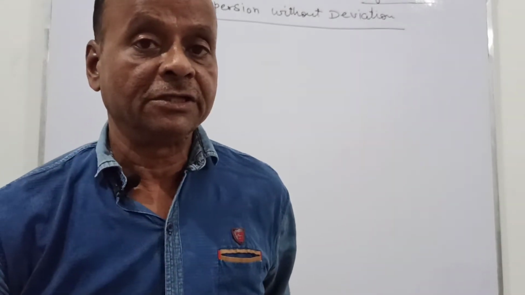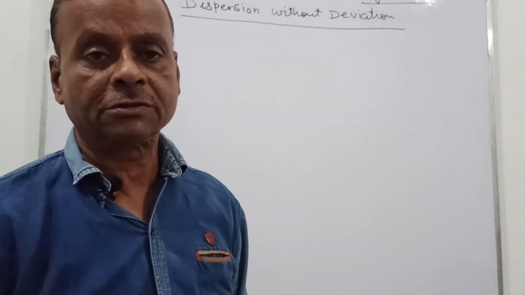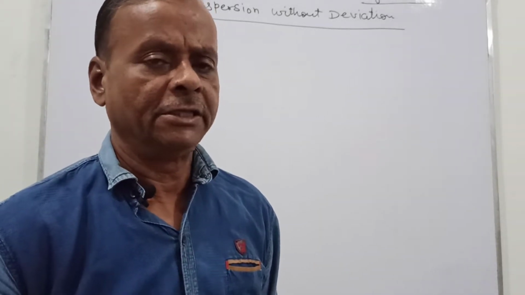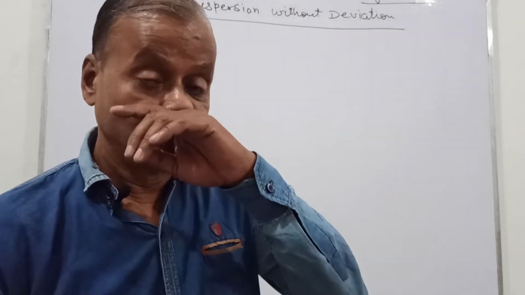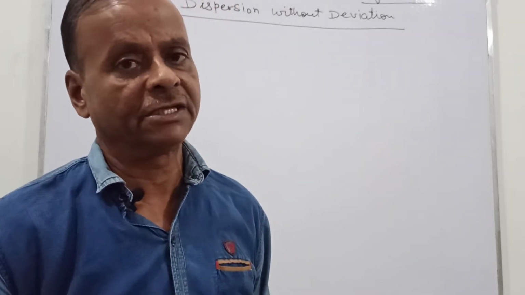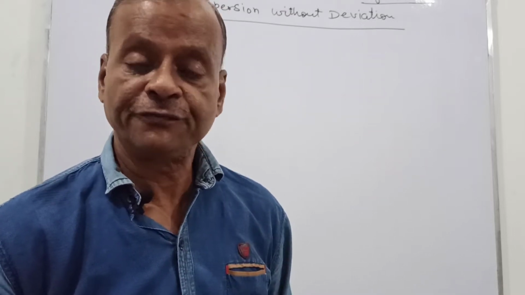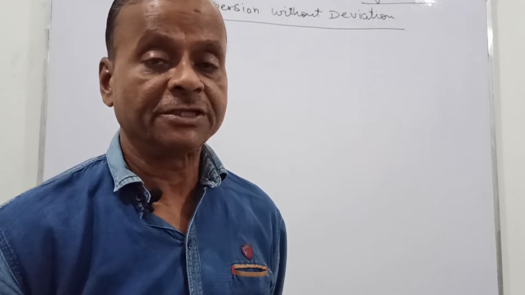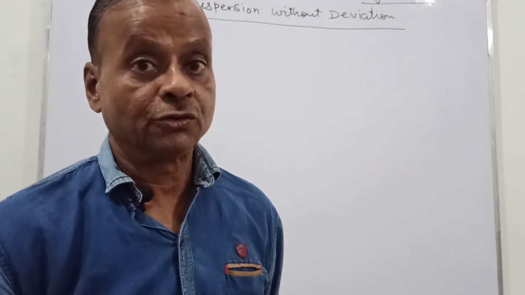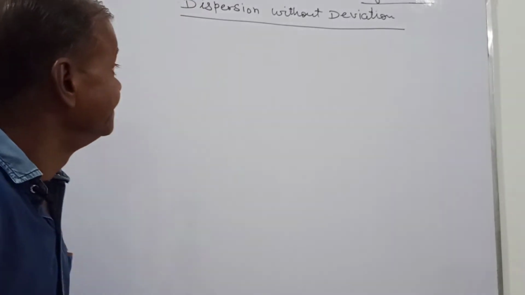I have told you about the dispersion of light, and now I will tell you the dispersion without deviation. The deviation also takes place. So now we are having the different colors, and for that we are having the deviations. So the dispersion must be there, but the deviation must be 0. So this is the arrangement of the two prisms of different materials.